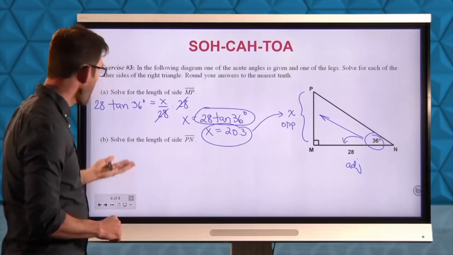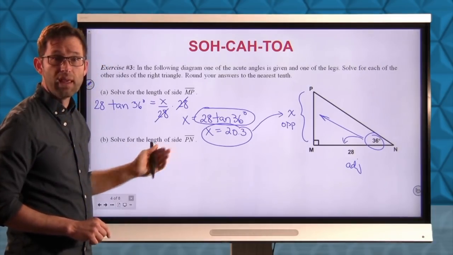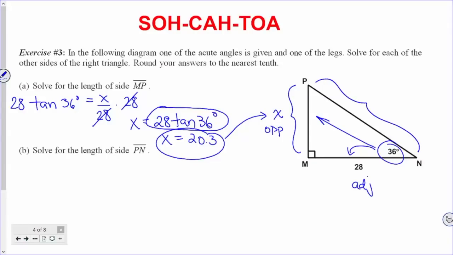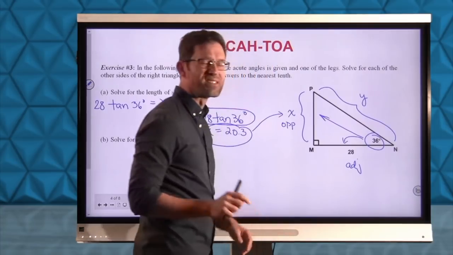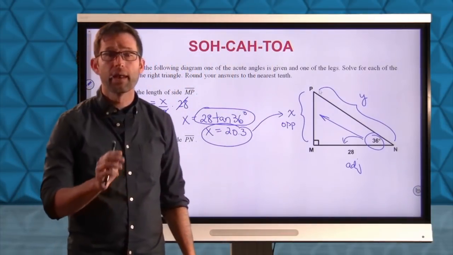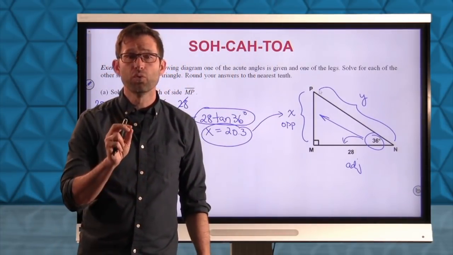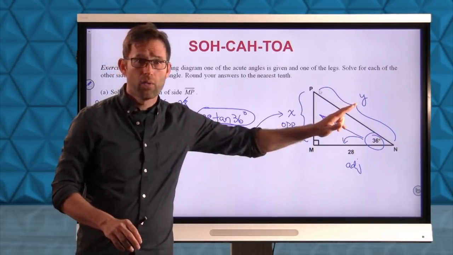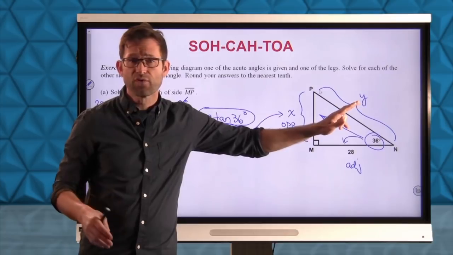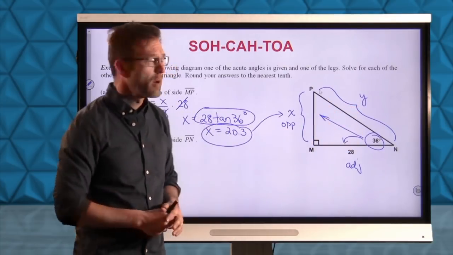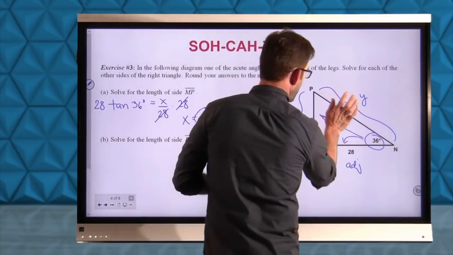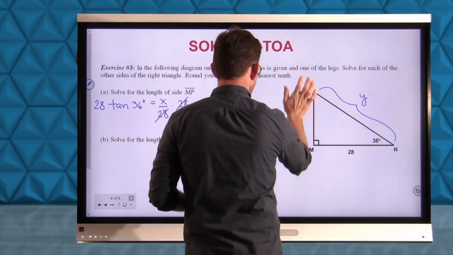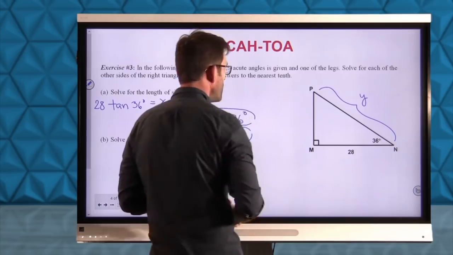The second part of the problem asks me to solve for the length of side PN. Now I don't want to call that x because I've already used x. It's bad form to use the same variable in a given problem for two different quantities. Once you've used x, you've used x. Now we'll use y, or you could use h for hypotenuse, whatever. Now again, what I'm going to do is get rid of all of this. In fact, I'm going to get rid of all of that, okay?